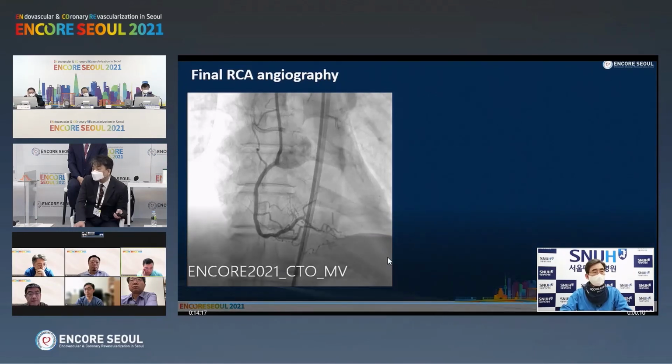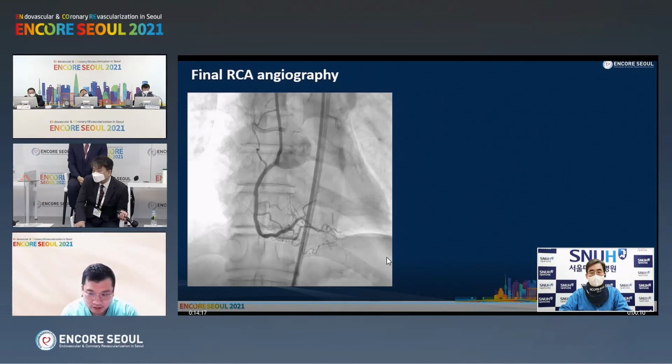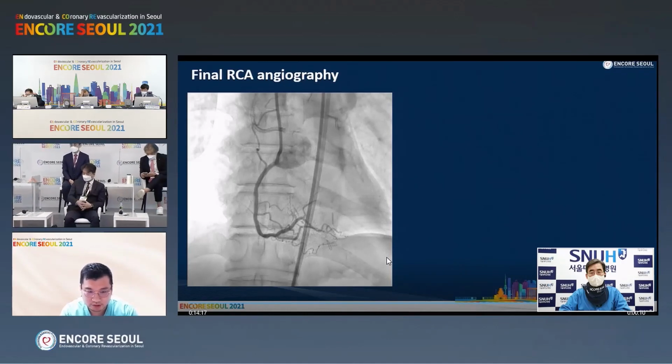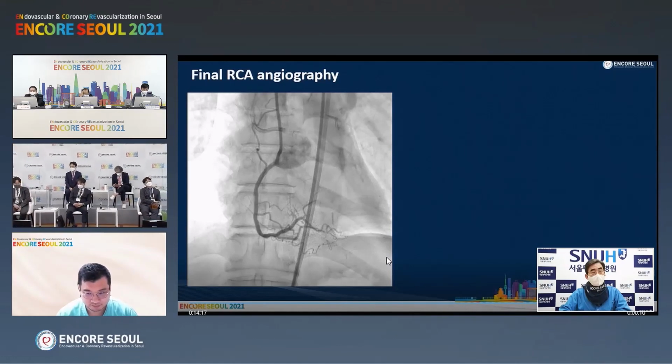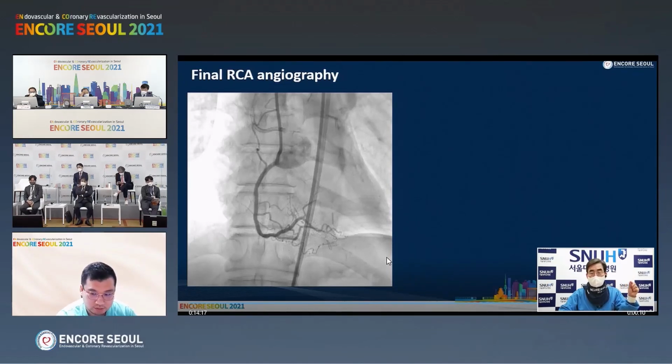Dr. Kim, I have a suggestion. If the retrograde wire is confident that it's intraplaque and goes to the true lumen in the ostial RCA, maybe antegrade guide extension wire insertion will be easier to externalize the wire than going out of the aorta. Yeah, I don't know your comment, but as I mentioned before, even at that stage, it was difficult to penetrate the RCA CTO segment through the antegrade approach. It is impossible to advance a guide extension catheter into the proximal RCA.